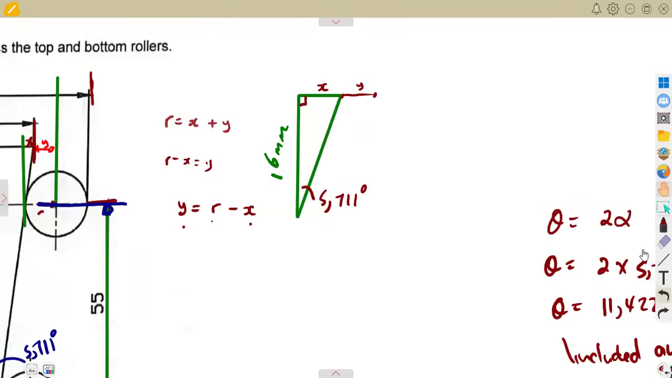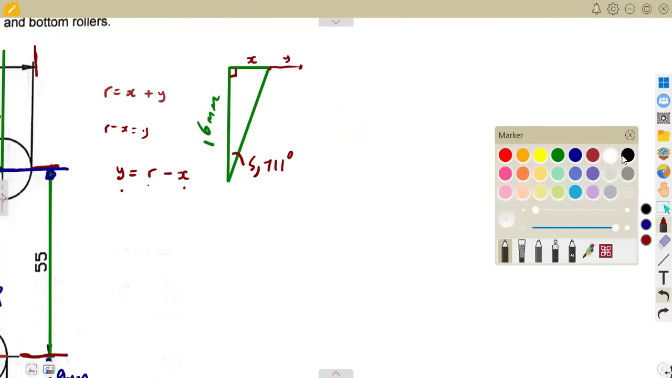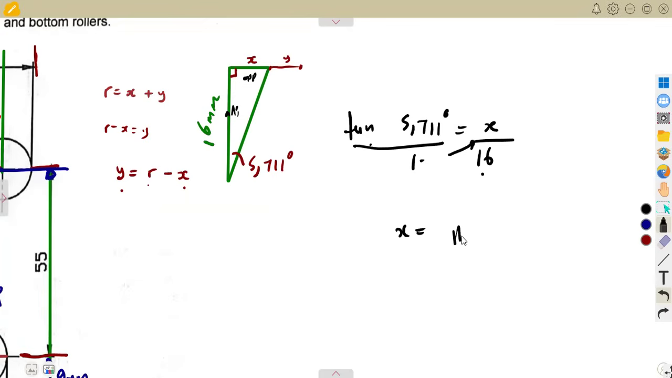So what are we going to use to find x? This is a right angle triangle that we are having here. So we're going to consider opposite, adjacent. That's the ratio of tan. The tan of theta 5,711 is equal to the opposite, which is x, over the adjacent, which is 16. So that means we can calculate x. 1 times x, if you cross multiply, is equal to 16 times the tan of 5,711 degrees. So this was going to give us x, which is 1,6 millimeters. So we've got x.